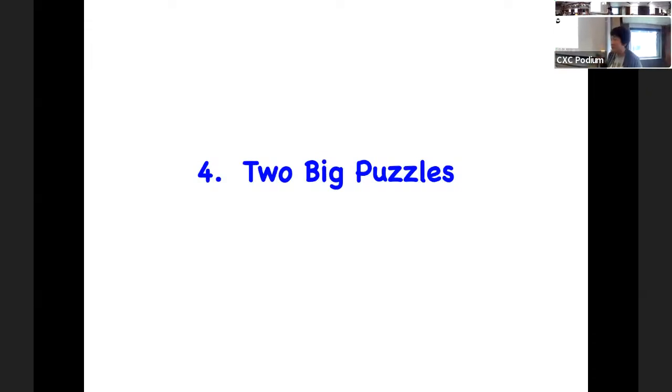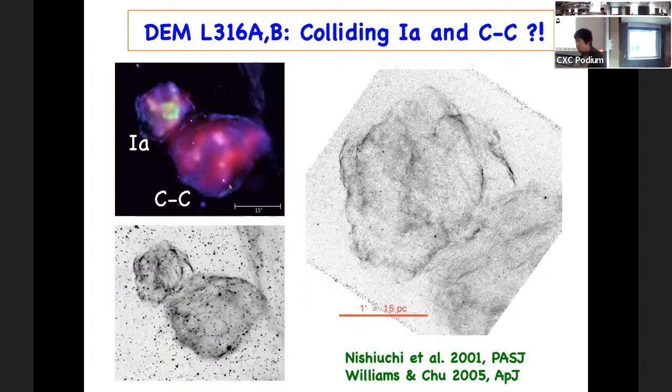Okay, now we come to two puzzles. There are two big puzzles. This is something that puzzled me for a long time. These two supernova remnants are crazy. This is a type 1A, this is a core collapse. Why are they together? Why are they colliding with each other? They don't belong together. Why are they so close together?